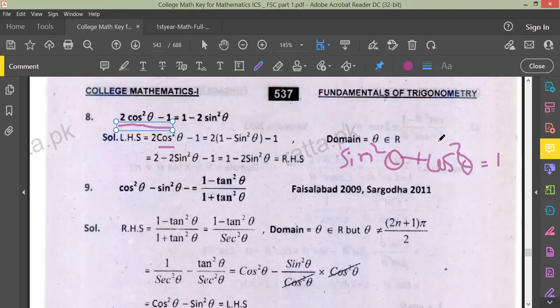So the value of cos square theta will be equal to 1 minus sine square theta. So after multiplying 2 with 1 and sine square theta, this will be equal to 2 minus 2 sine square theta minus 1. So you can write 2 minus 1 will be equal to 1. So you can write 1 minus 2 sine square theta, which is equal to the right hand side of this question.